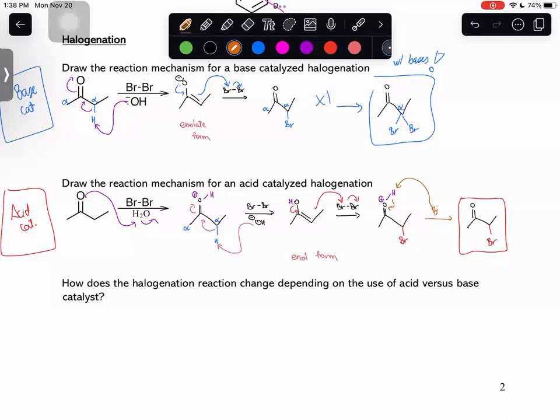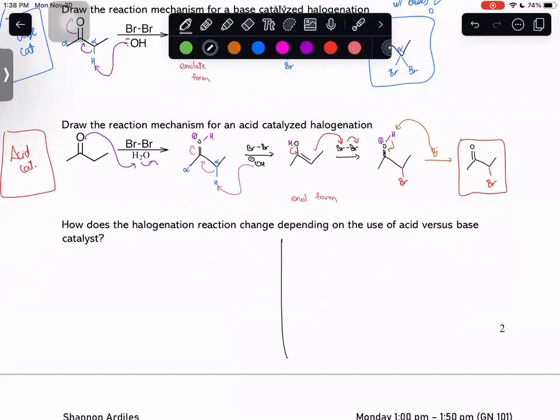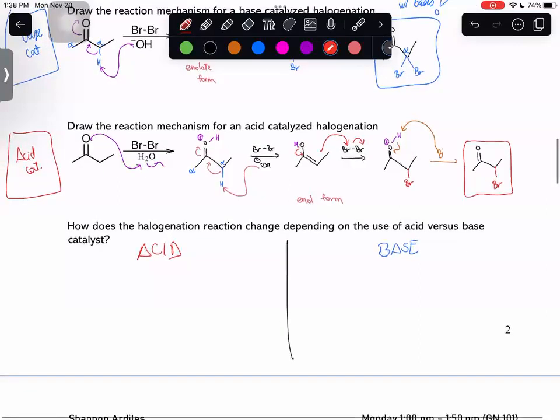So in this case, actually, let's do our little chart of bases and then acids. Now, whenever we use an acid as a catalyst, the very first step, what happens in there? The oxygen attacks the acid first. So yes, we protonate that oxygen, the carbonyl oxygen.